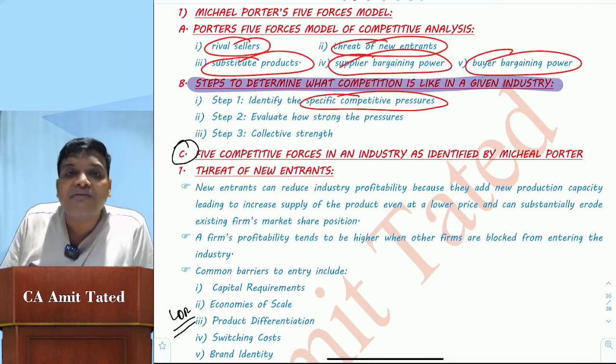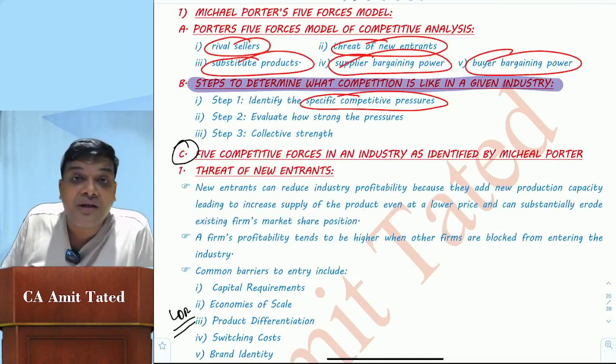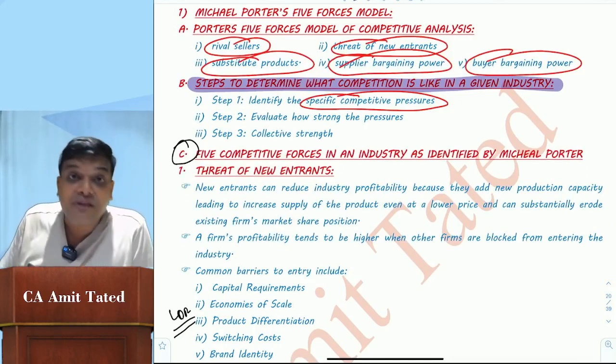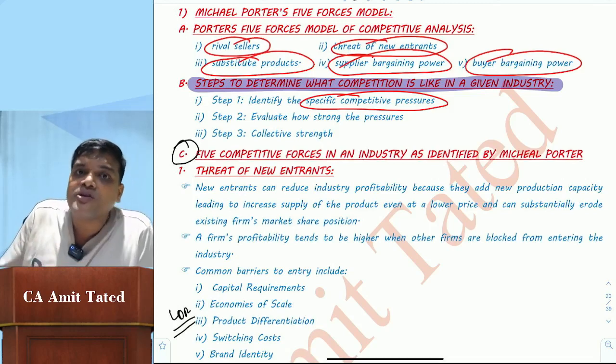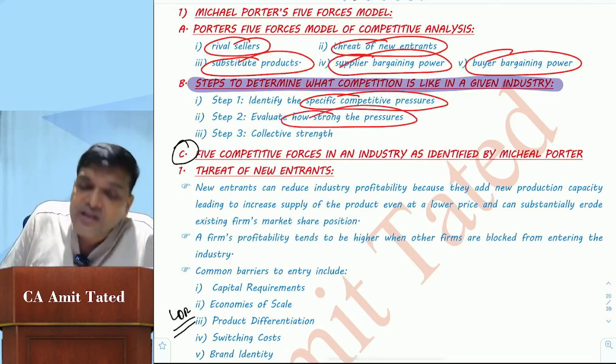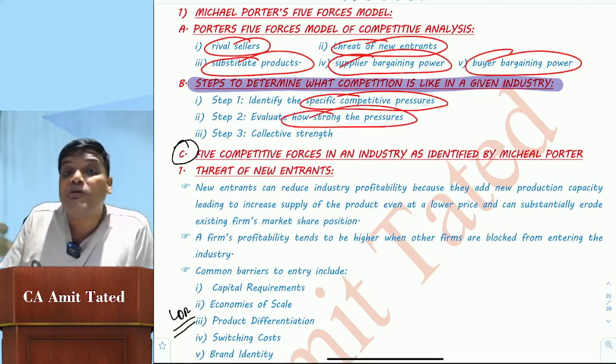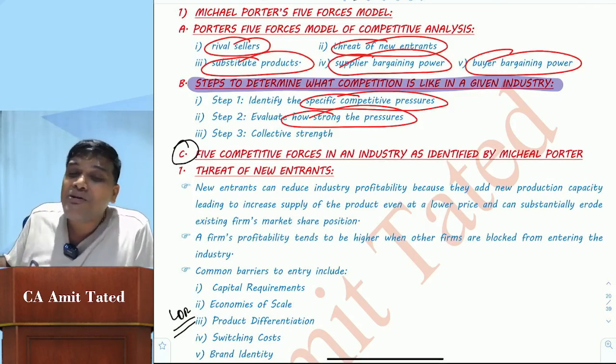For example, there can be rival sellers, but substitutes are not available. There can be bargaining power of suppliers, but bargaining power of buyers is not there. So identify the specific competitive pressure. Find out the specifics for all 5. Next point, identify how strong the pressures are. For example, supplier bargaining power is very strong, but buyer bargaining power is very weak.